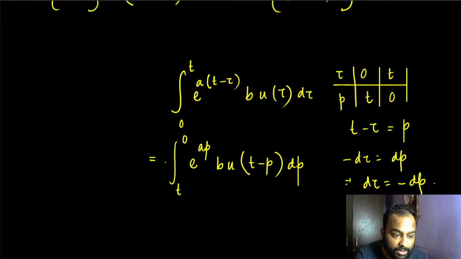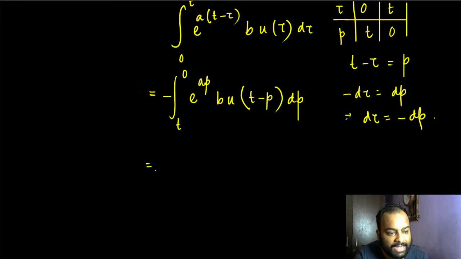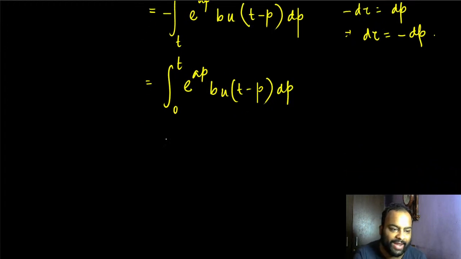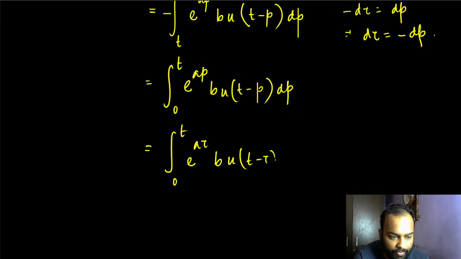So d tau is minus dp, so let's put the minus sign here, and since we have a minus sign here, we can get rid of that by just reversing the limits. E to the power a p, b u, t minus p, dp. But notice very carefully that this p is once again a dummy variable, so it could be replaced with any other variable name. So why not just write tau once again?